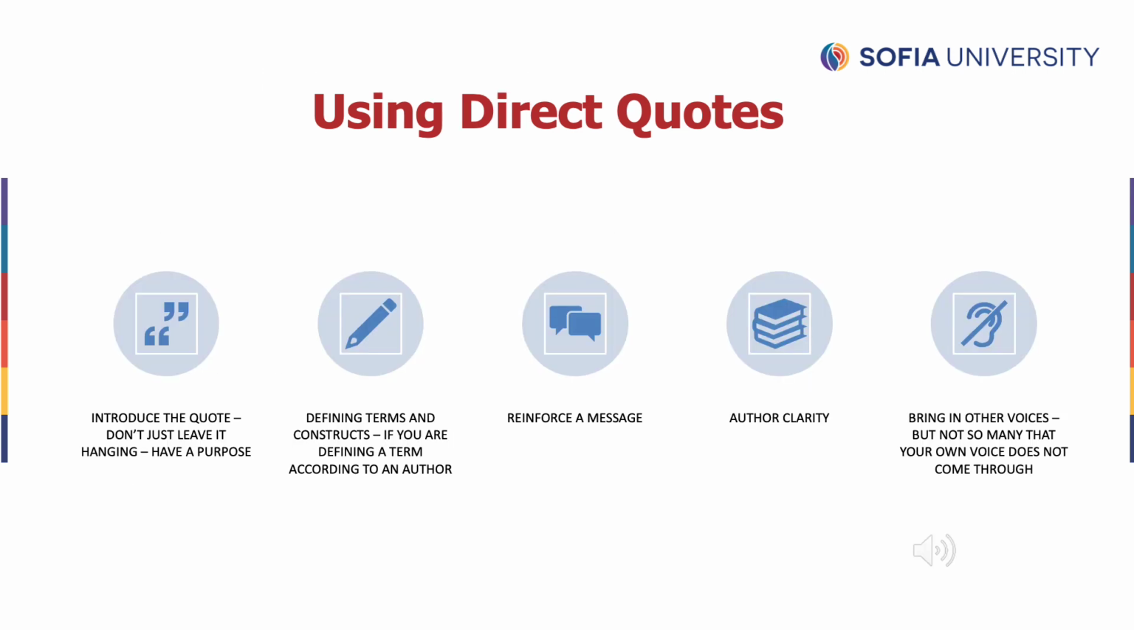Here are a few guidelines for using direct quotes. Introduce the quote in the text so that it has some context. Don't just leave it hanging there. Make sure you have a purpose for using it. Use quotes for defining terms and constructs. If you are defining a term according to an author, it's a good time to use a quote. Use a quote for reinforcing a message or for author clarity. Use quotes to bring in other voices, but not so many that your own voice does not come through.